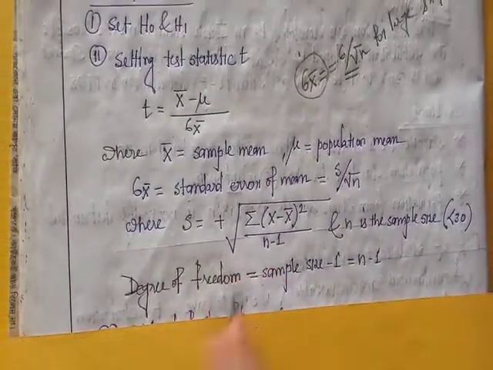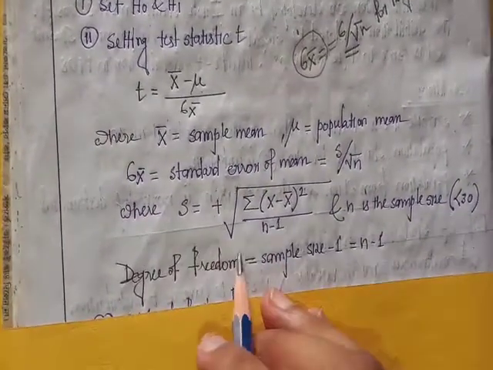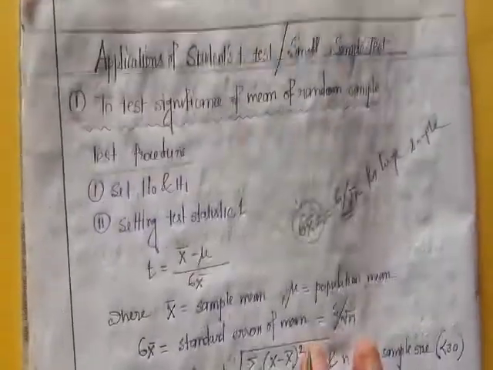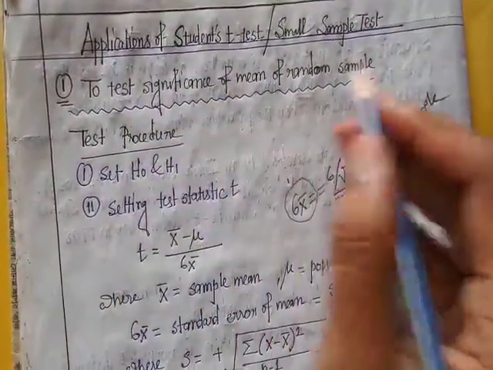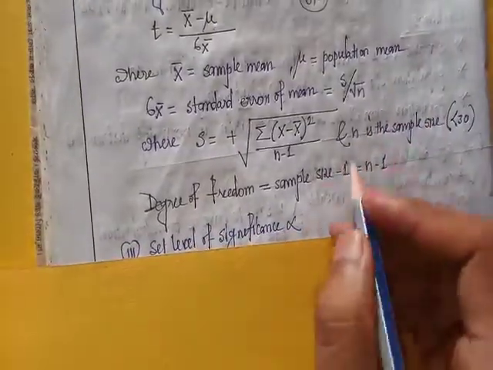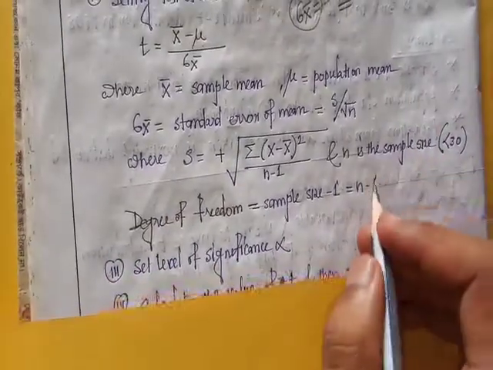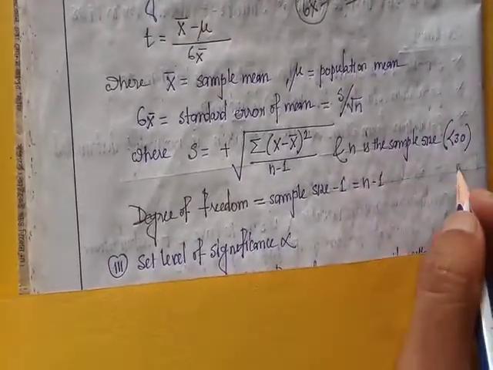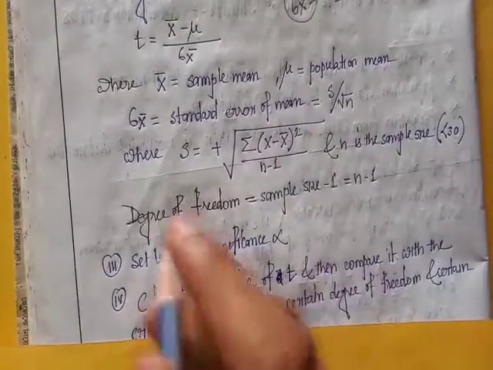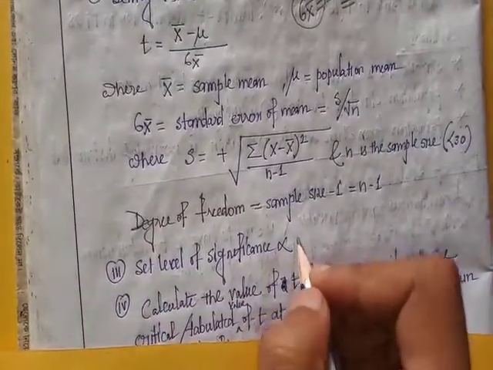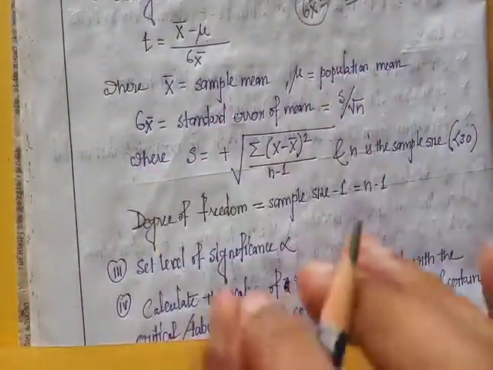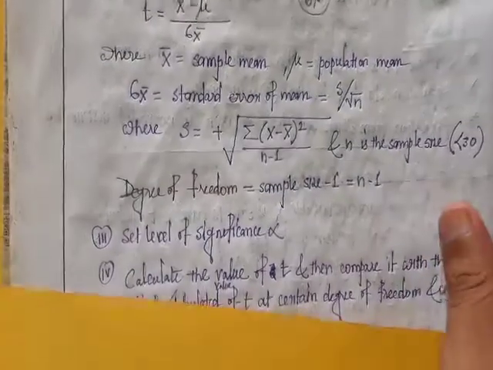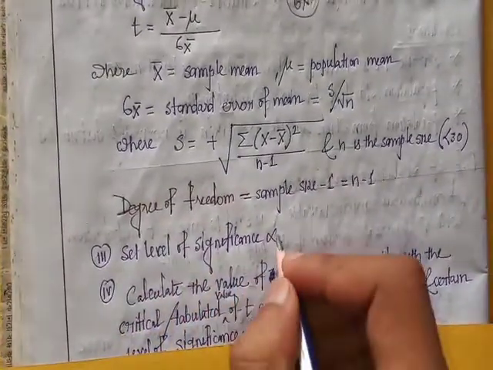Next, degrees of freedom. Degrees of freedom for significance of mean of random sample is sample size minus 1. Sample size means we consider sample size n, that is n minus 1. Next, set level of significance alpha. Same process, similar to z-test or large sample test.